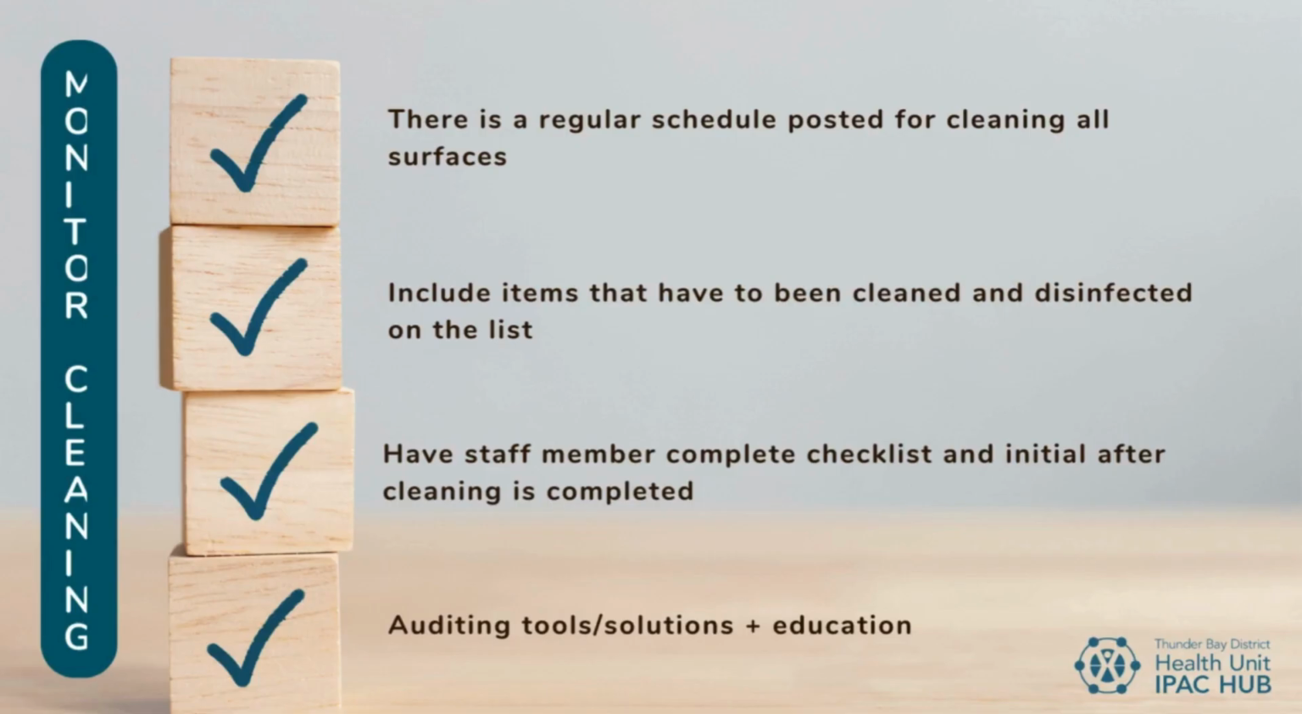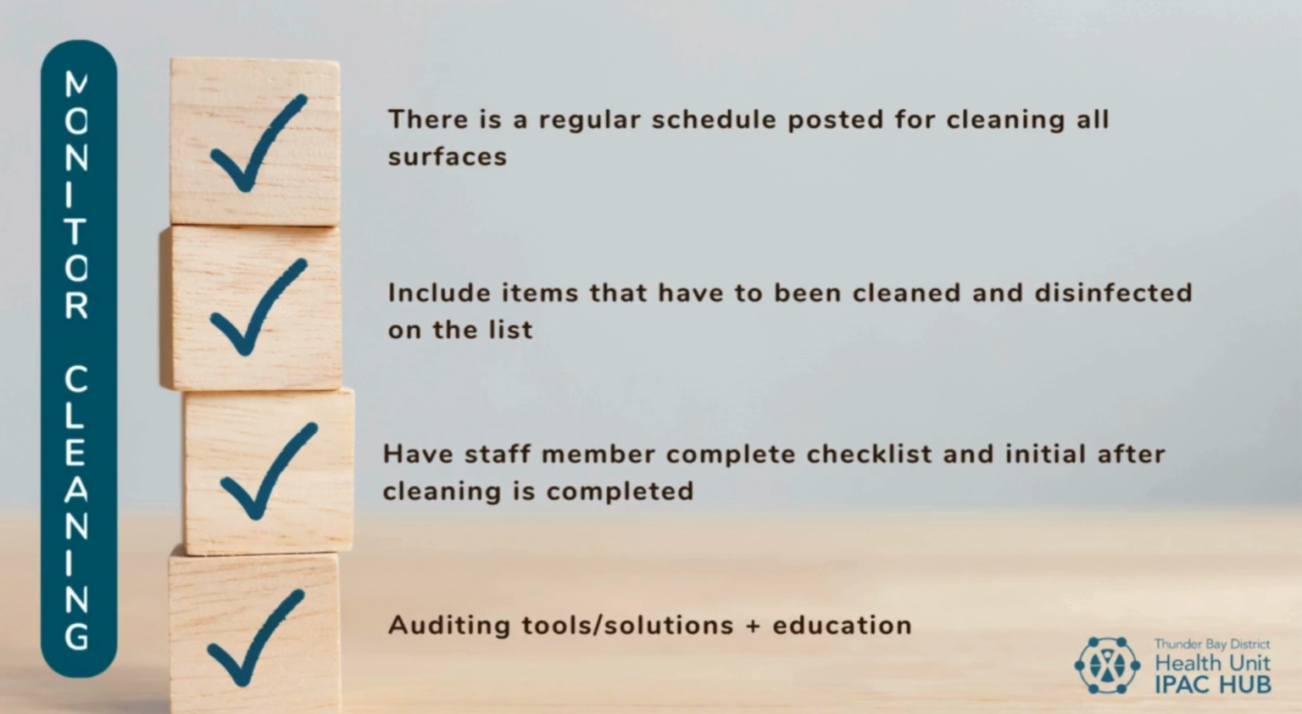Cleaning practices are periodically monitored. That indicates that there has to be some accountability to ensure completion and consistency. This could be a regular schedule posted for cleaning all surfaces and may include items that have to be cleaned and disinfected on the list. It could also indicate the staff member who completed the cleaning with the use of their initials. These lists may be completed through an honor system, where staff ensure one another are completing it, or a supervisory role that oversees their completion.